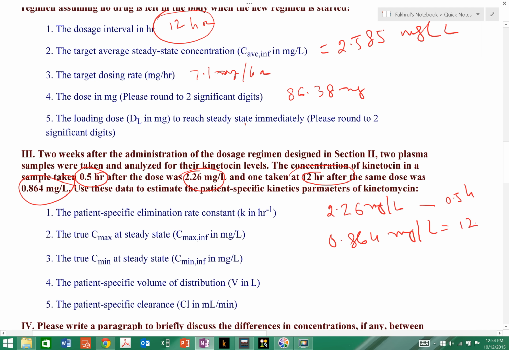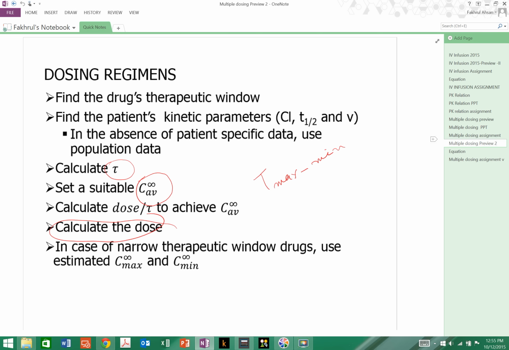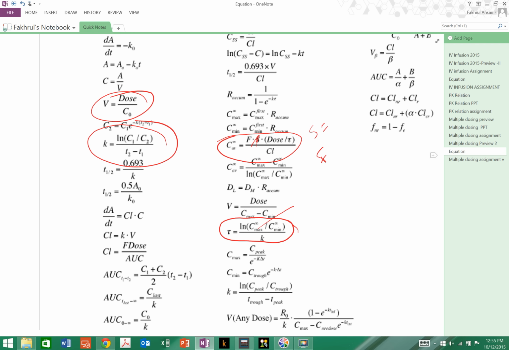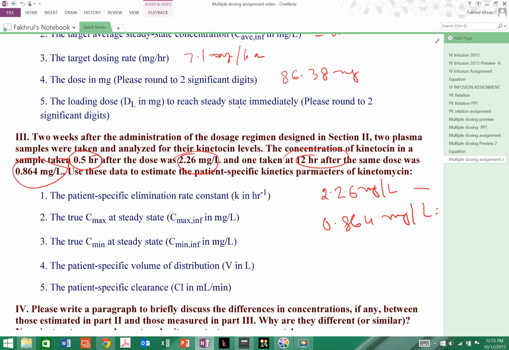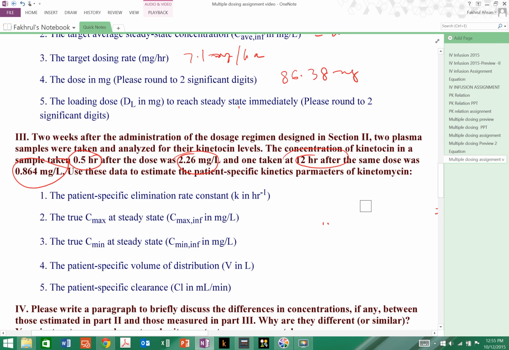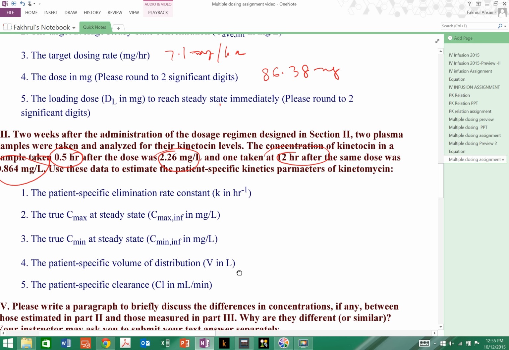In this case we have to use a different equation. If we go back to the equation sheet, it is not a different equation, we have to use this equation, because the concentration is time dependent. We need the patient's elimination rate constant. We do not have any other information except these two: concentration and time point. So for this you use this equation.